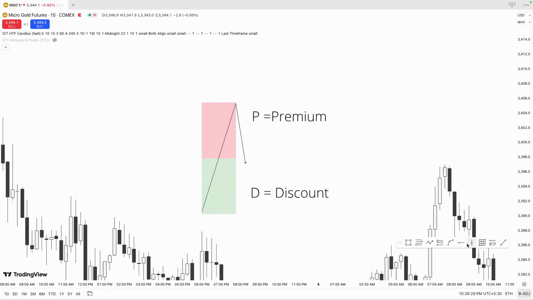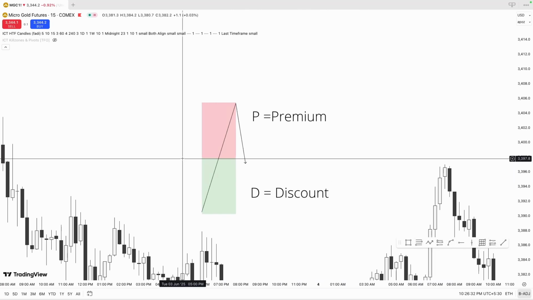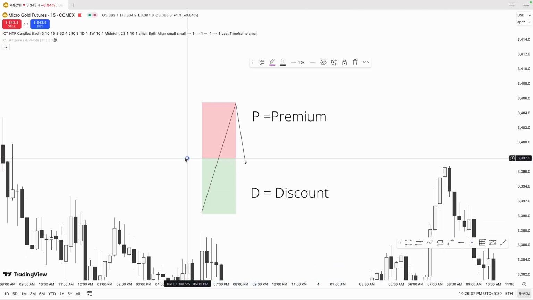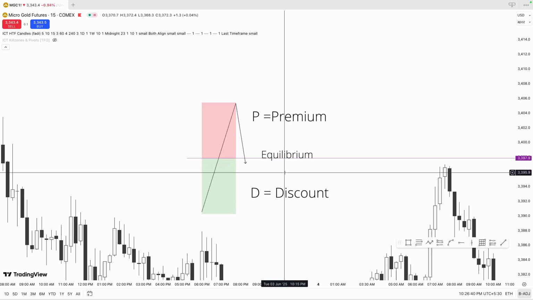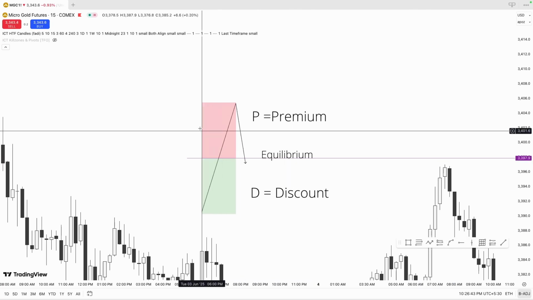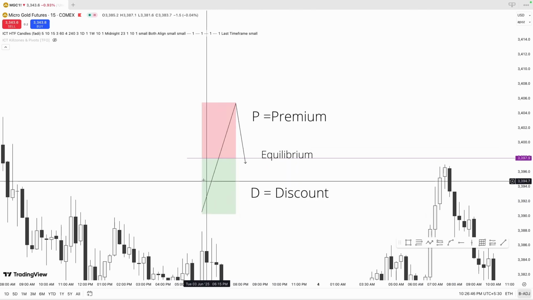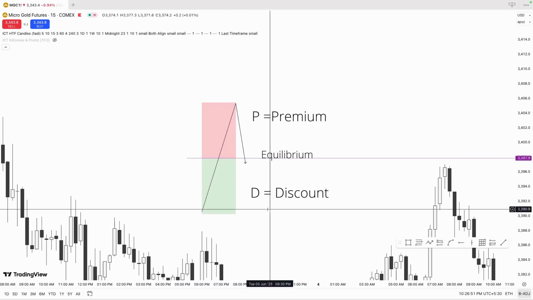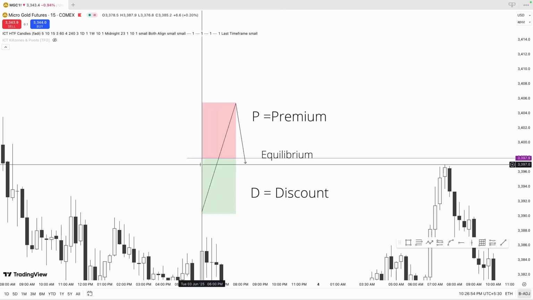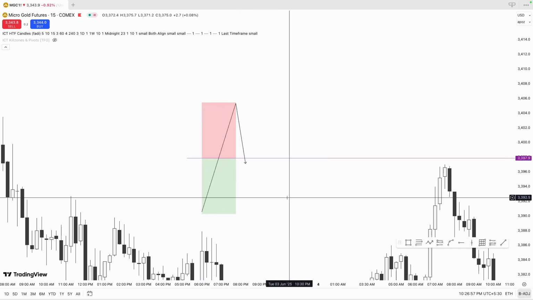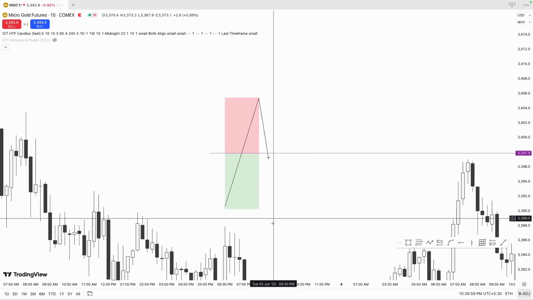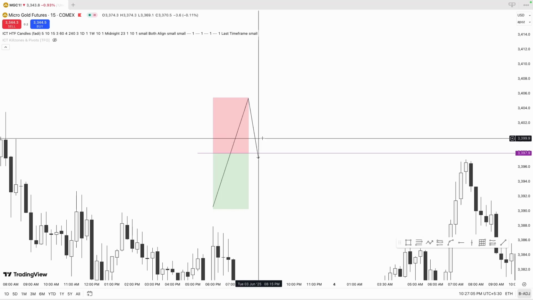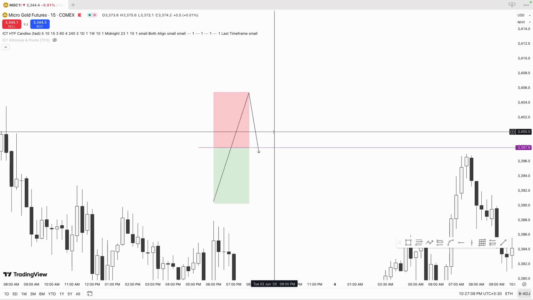If I mark this out, this purple line right here is the equilibrium point, the red area is the premium area, and the green area is called the discounted area. P is for premium, D is for discount. So PD means premium discount array, and the middle line is called equilibrium. That's the basics. What you need to do is, anytime price is in this green area, you should be looking for buys, and anything in this red area, you should be looking for sells. That's the most basic stuff about this.